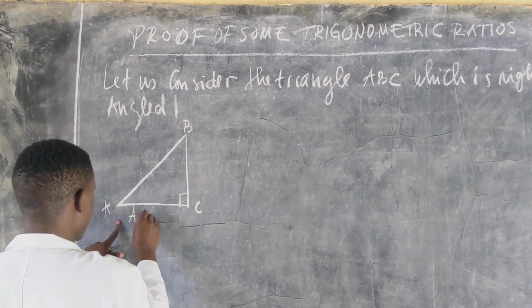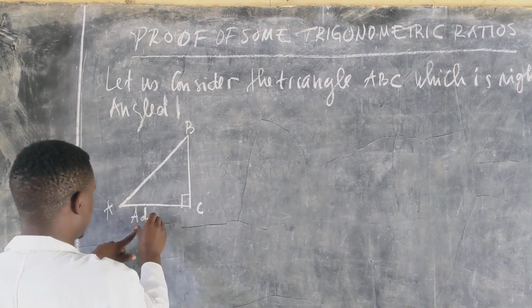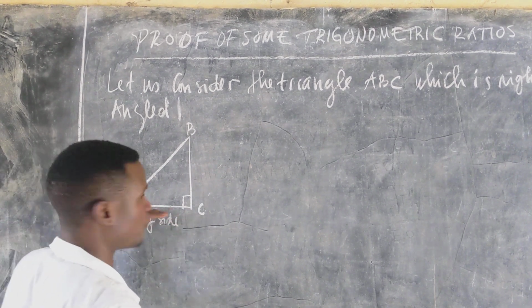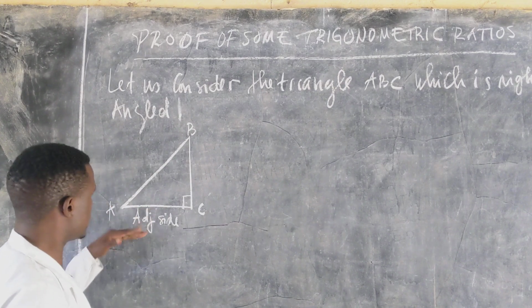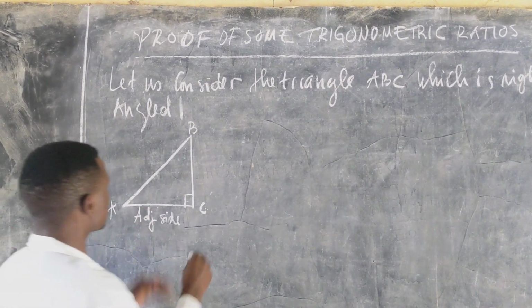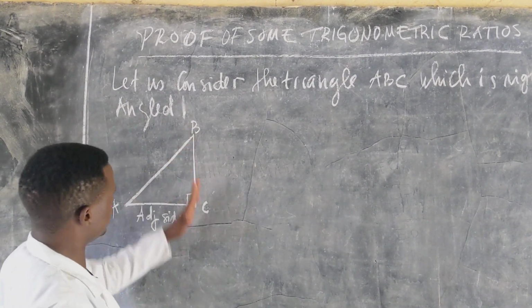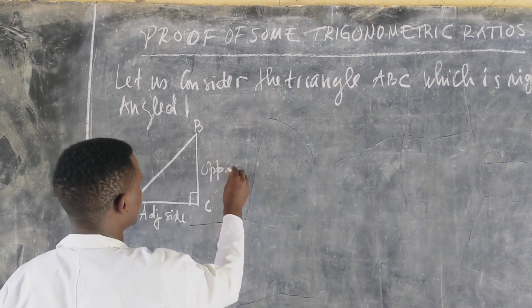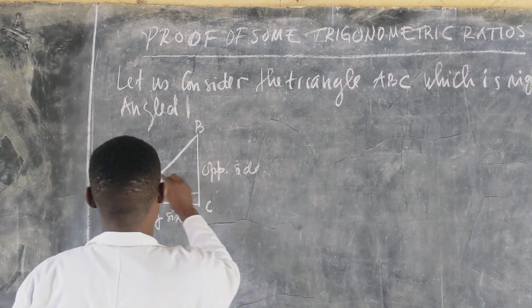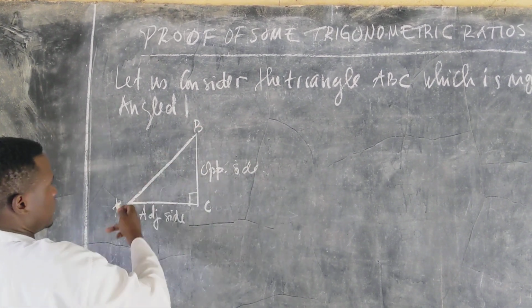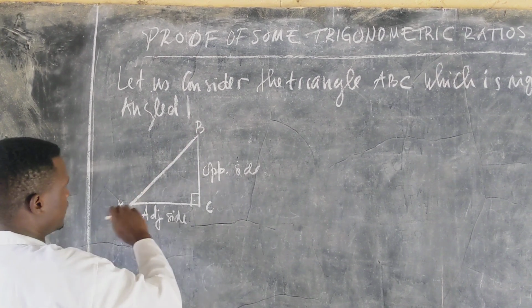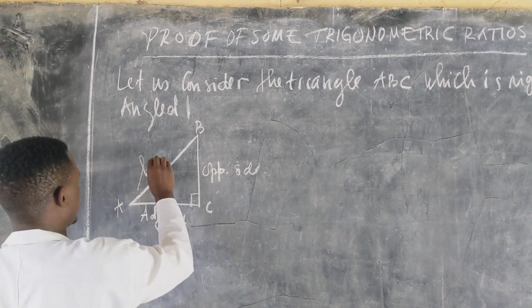This side is called the adjacent side. The base of the right triangle is called the adjacent side. The height BC is called the opposite side, and the segment AB is called the hypotenuse.